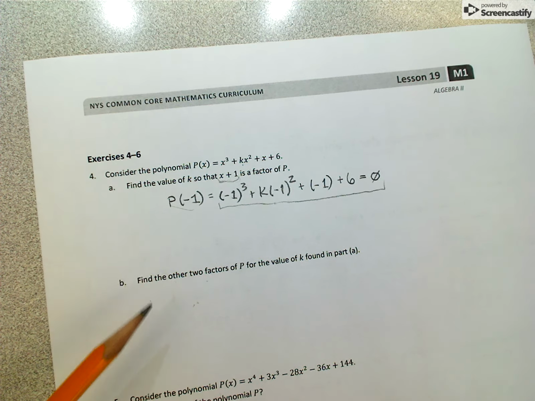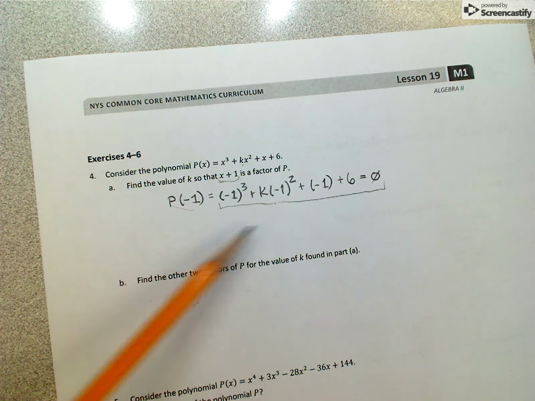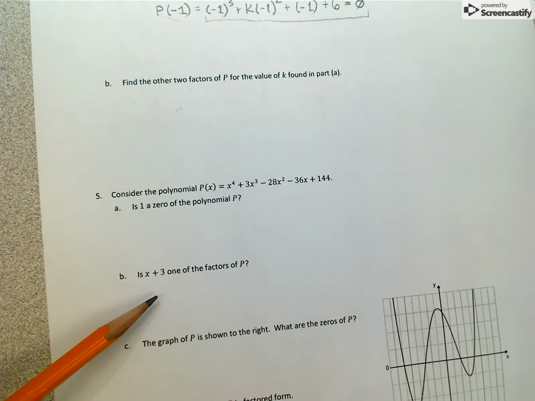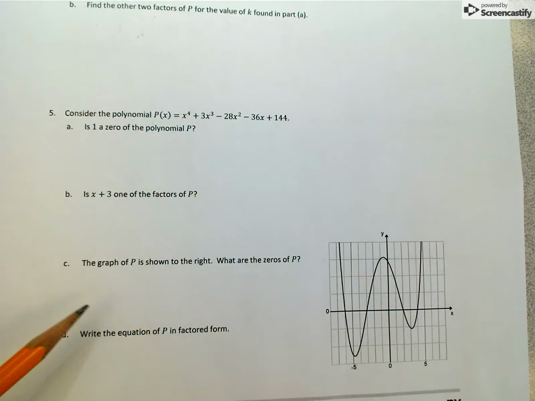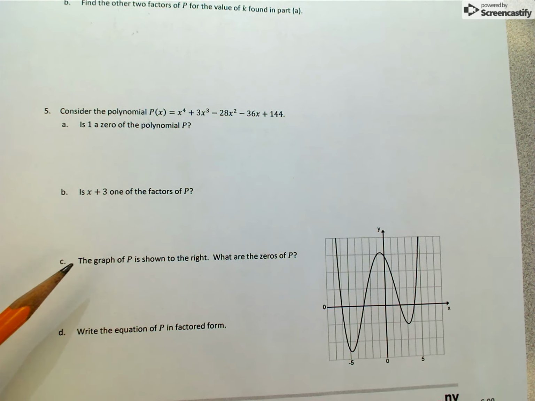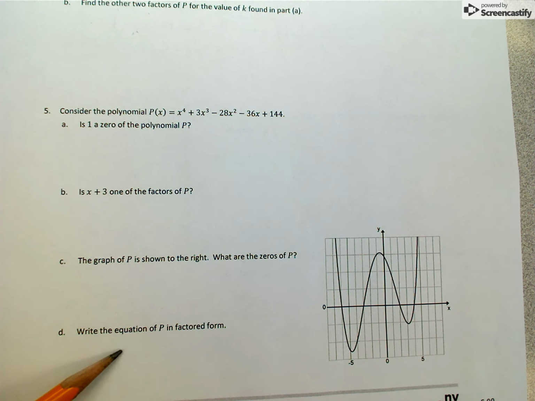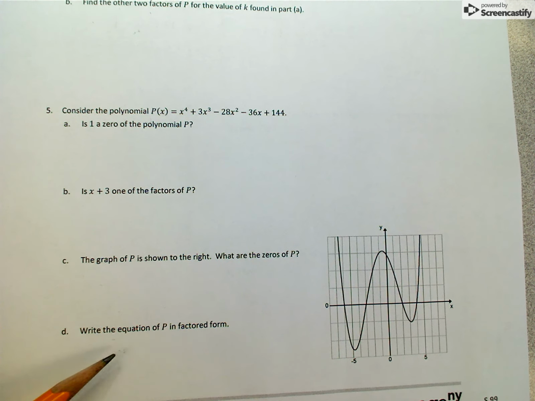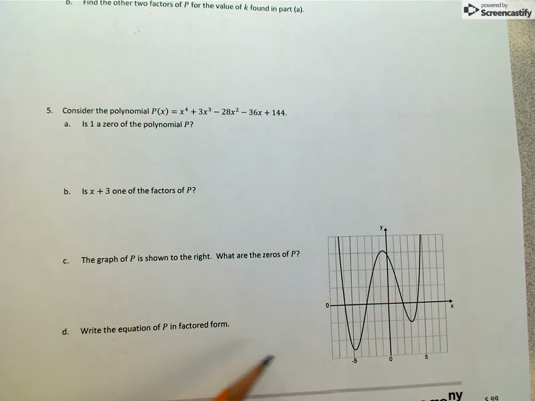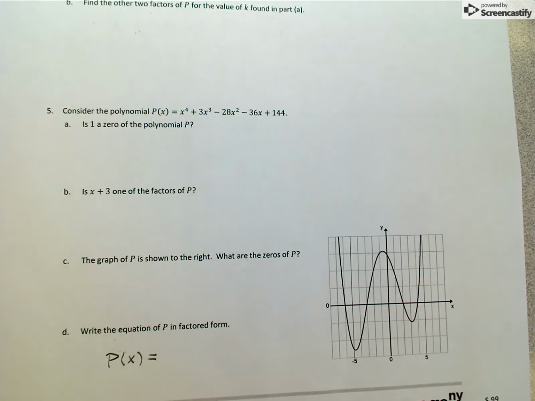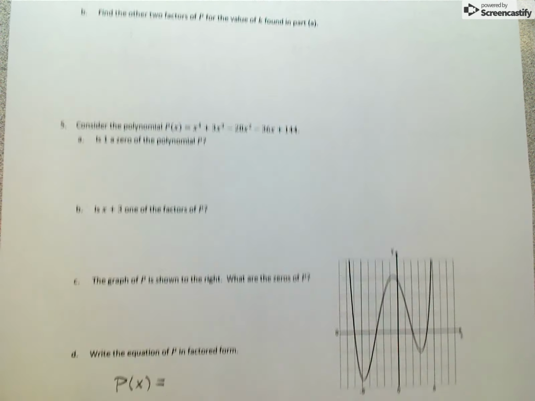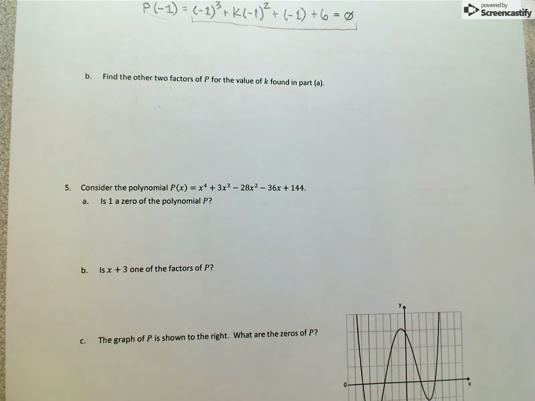Well, to answer that, go back to this question. Think of how we approached this question in order to answer that. And finally, here you have a graph, and it's asking you to find the zeros and then write the equation. And I hope that you can use the zeros of this graph in order to write the equation of p in factored form. And remember, when you write an equation, it should have an equal sign. Okay? So try to get through exercises 4 through 6.